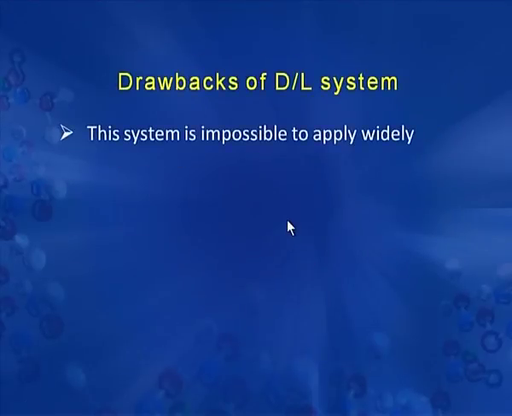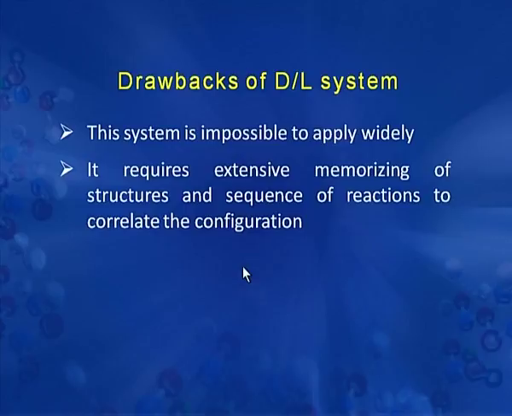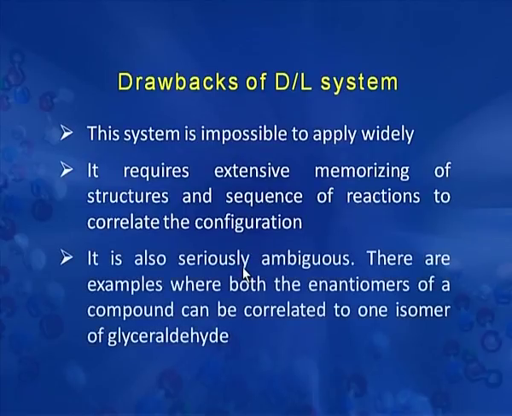The system is impossible to apply widely because we cannot compare a large number of molecules with glyceraldehyde only. Second, if you want to convert it, then we have to remember a sequence of reactions. Only then can we reach glyceraldehyde, or convert from glyceraldehyde to that particular compound. And it is also quite an ambiguous method, because many times the two enantiomers of the same compound can be correlated with the same isomer of glyceraldehyde.